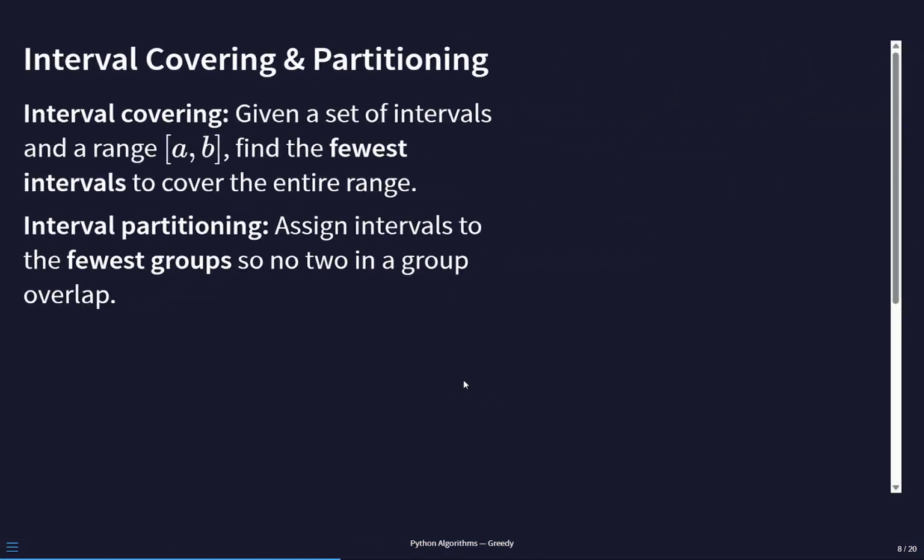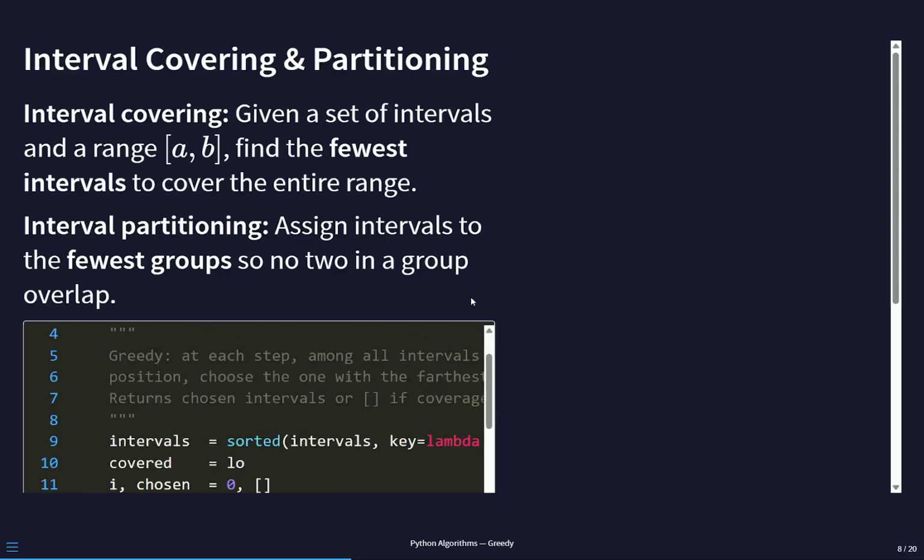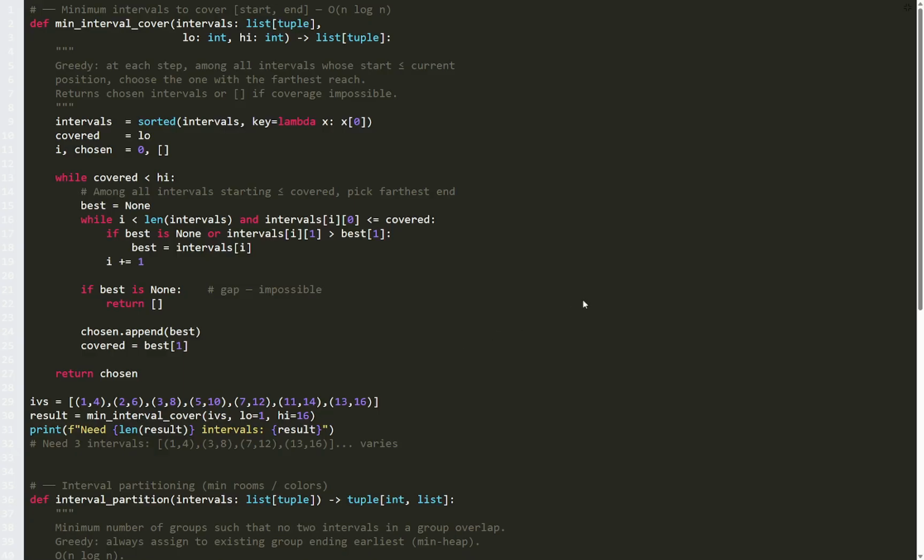Interval covering. Given a target range, and a set of intervals, find the minimum number of intervals that together cover the entire range. The greedy rule: at each step, among all intervals whose left endpoint is at or before your current position, pick the one that extends farthest to the right. Then jump to that new right endpoint and repeat.